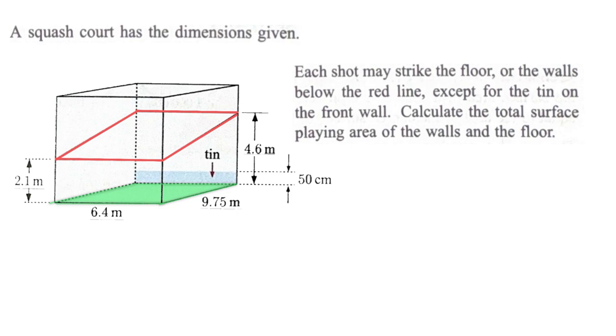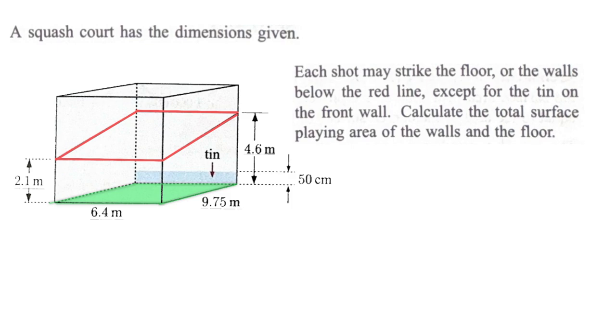Except for the tin on the front wall. Here we see in blue an area where tin has been placed. And we want to calculate the total surface playing area of the walls and the floor.